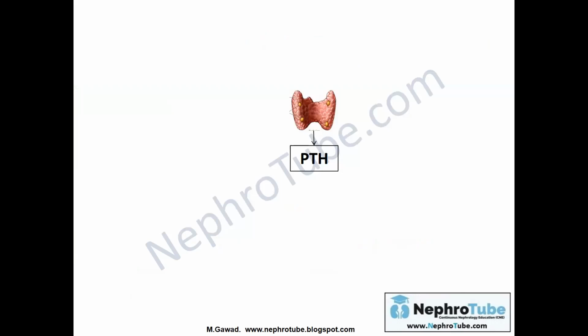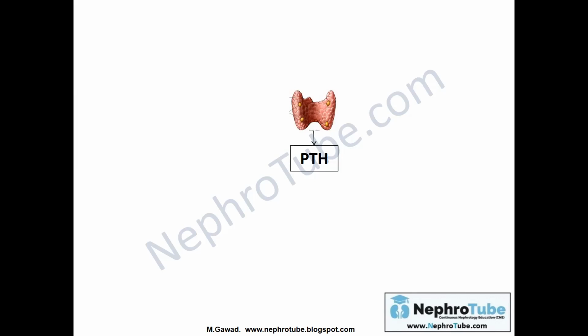Back to the normal physiological homeostasis and regulation of serum calcium in the body. Four factors may affect the serum calcium. The first is PTH, the second is vitamin D, the third is the calcitonin hormone, and finally the FGF23.